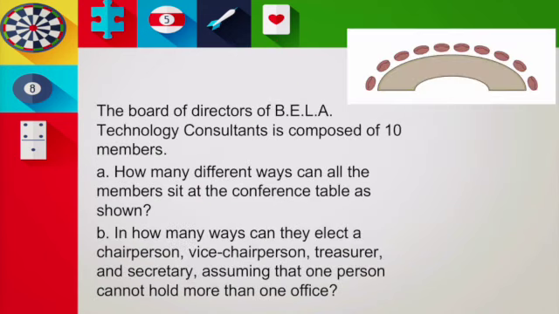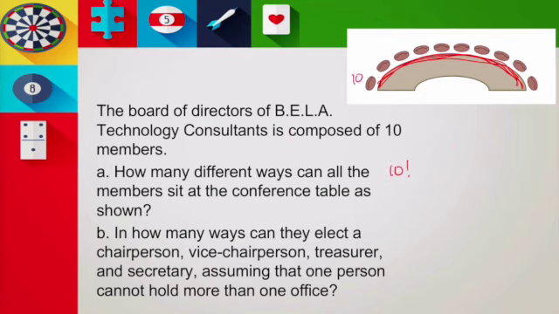The board of directors of BELA Technology Consultants is composed of 10 members. How many different ways can all the members sit at the conference table as shown? This is basically a line, right? So we're putting 10 people in order, which is, we're just putting all 10 of them in order, so that's the 10 factorial, right?